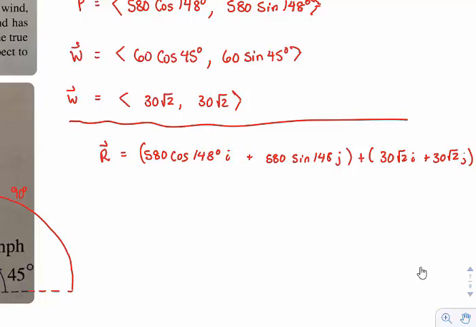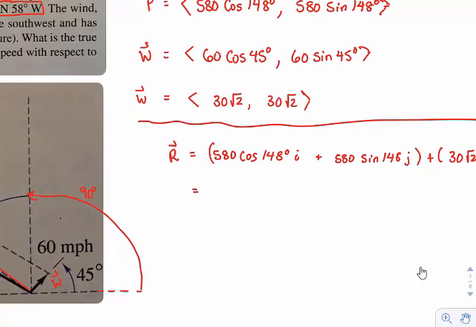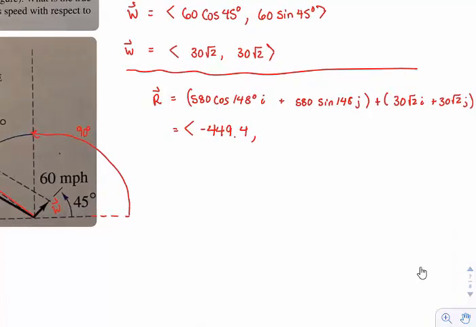I'm just going to go ahead and use my calculator at this point to figure out what that is. So my first term, I'm going to go 580 times the cosine of 148 plus 30 radical 2. So for vector r, I'll put it back in component form here. I'm going to get negative 449.4, and I'm going to store that as A on my calculator because it's my horizontal component. And then I'm going to take 580 sine 148 plus 30 radical 2, and I'm going to get 349.78. And I'm going to store that as B on my calculator.